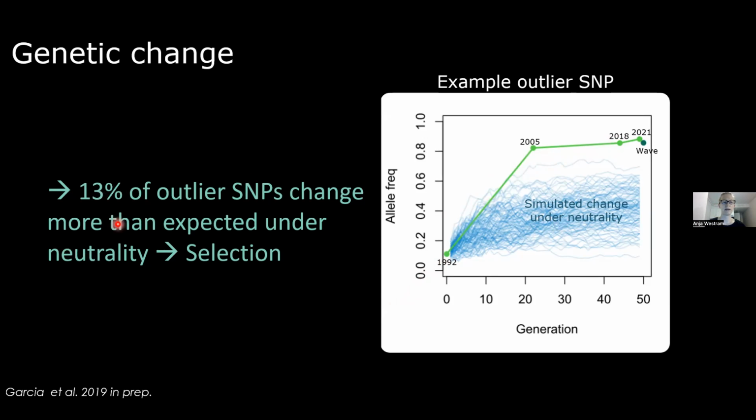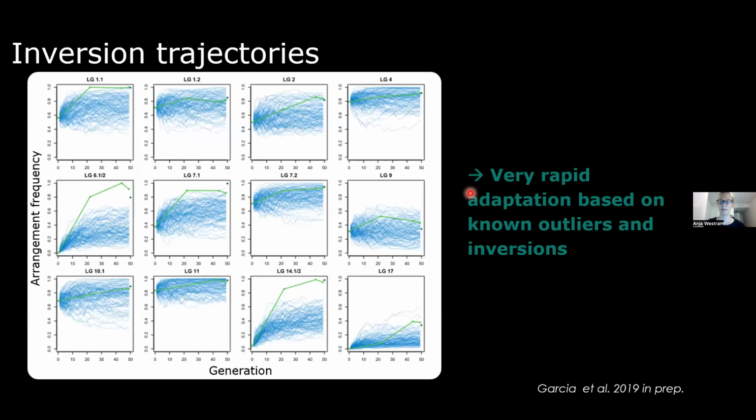And overall, we find that 13% of the outlier SNPs change more than expected under neutrality, so are potentially under selection. So obviously, this is not the majority. So many of the known outliers do not respond to selection here on the island, apparently, but 13% do, and some obviously quite clearly. And then finally, we can do something similar for the inversions.